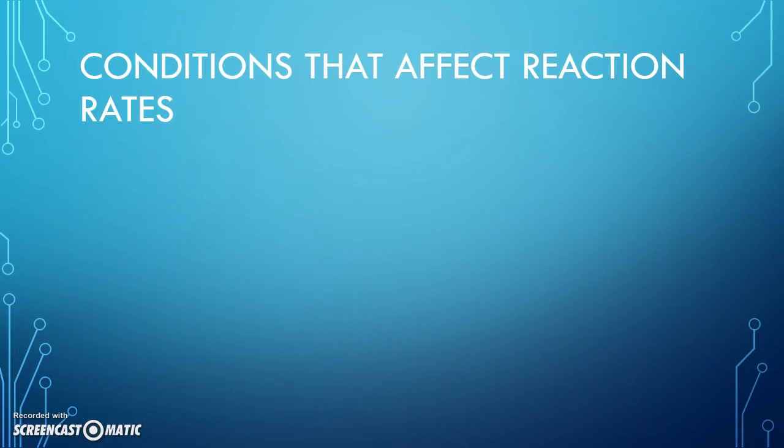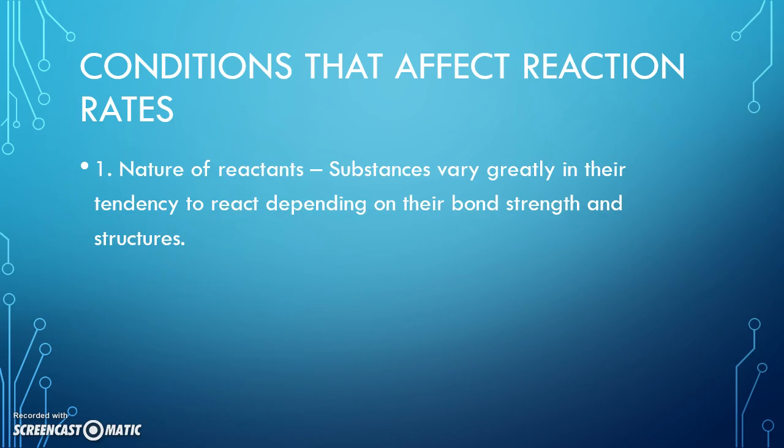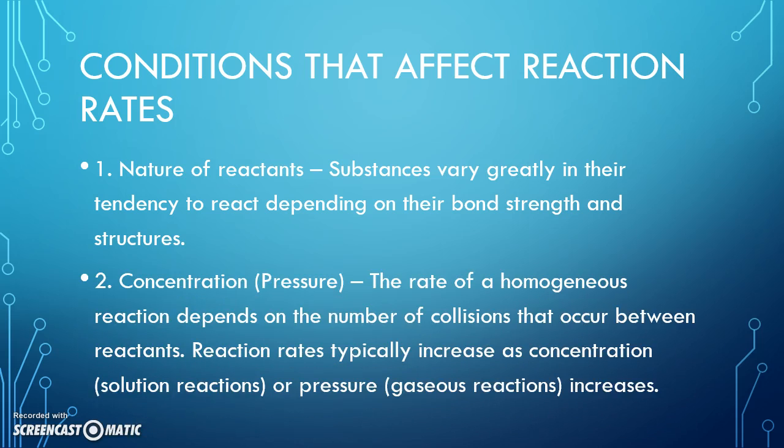There are some conditions that we can look at that affect reaction rates. The first one is what's referred to as the nature of the reactants. It says substances vary greatly in their tendency to react depending on their bond strength and structures. This has to do with how they react, just the basic chemistry involved with things reacting. Certain chemicals will not react. They're just inert with each other.